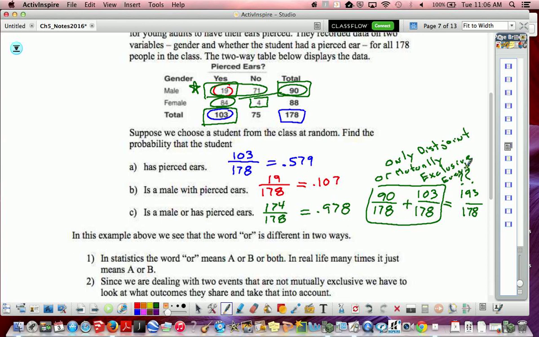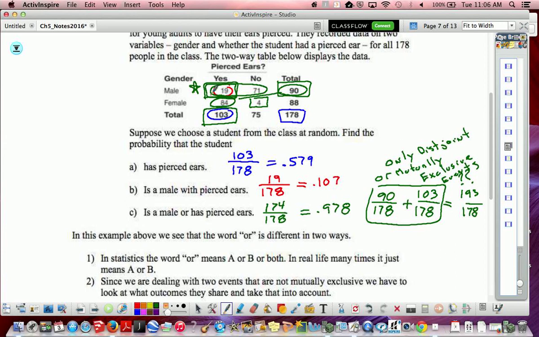So if they were disjoint or mutually exclusive events, this would work. But are the person's gender and pierced ears disjoint or mutually exclusive events? I think you kind of answered that. Are they disjoint? No. There are 19 males that have pierced ears, which satisfies both quantities.